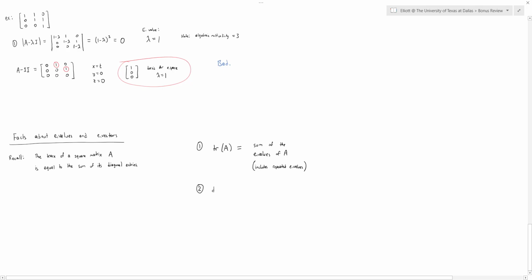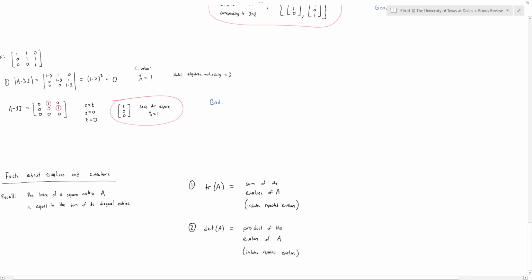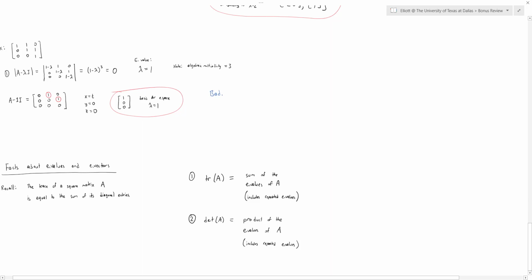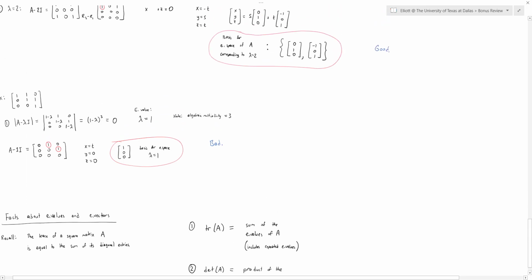Another fact that I want to mention is that the determinant of A happens to equal the product of the eigenvalues of A. Again, that includes repeated eigenvalues. So let's test what I've just stated by looking at the examples that we've done in this video. So the trace, which is the sum of the diagonal entries, we're saying is also equal to the sum of the eigenvalues. And the determinant happens to be the product of the eigenvalues. I'm not going to prove this, but let's confirm this is true in the examples that we've done.